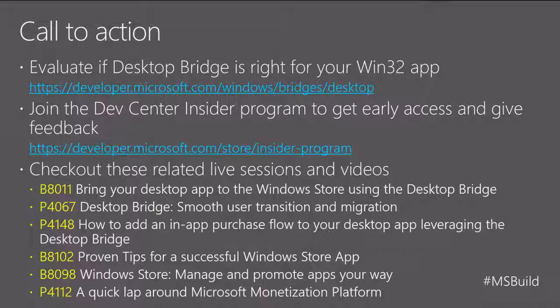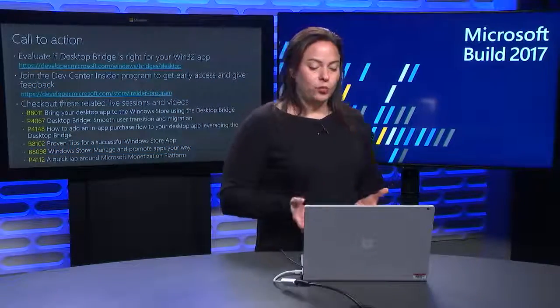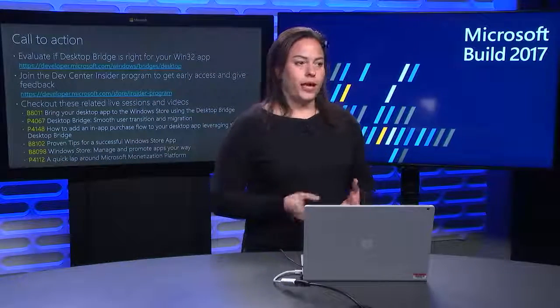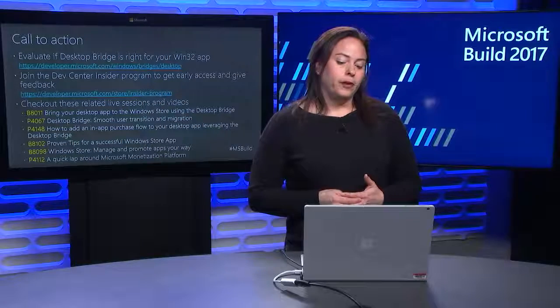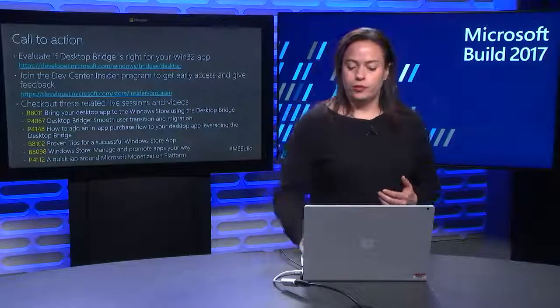At the time of this recording, some of these are live sessions at Build, and those will also be recorded and available in the content library. Those are the sessions designated with a B. The sessions designated with a P are pre-recorded videos, so you can go ahead and take a look at some of those. You'll get an idea of how to use Desktop Bridge, and also a deeper dive into the analytics features, and other tips around monetization and things you can do for your Windows Store apps.